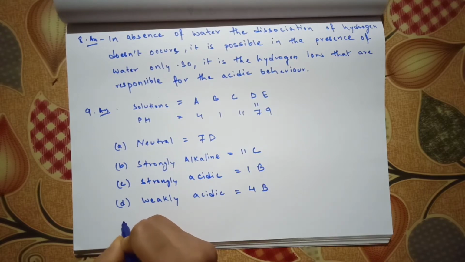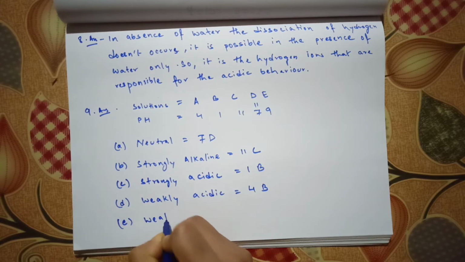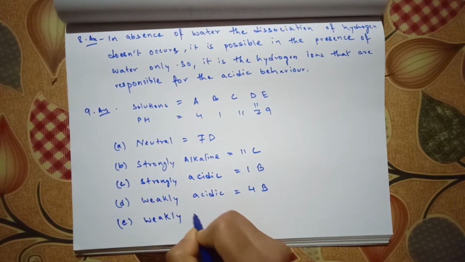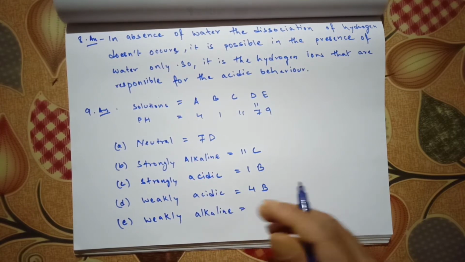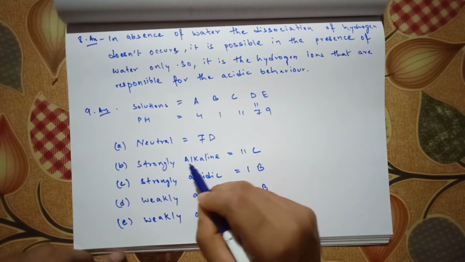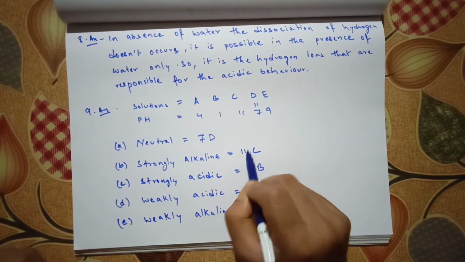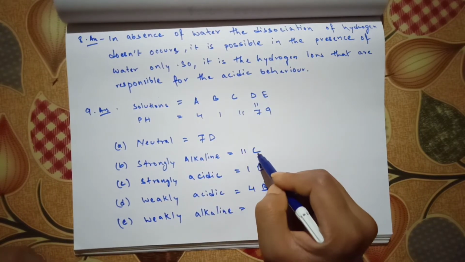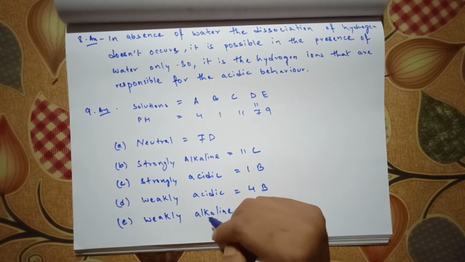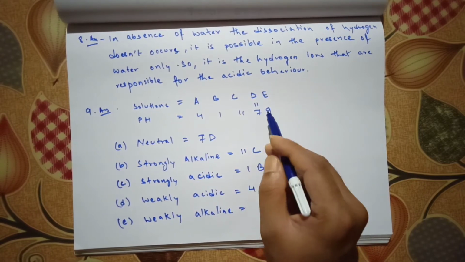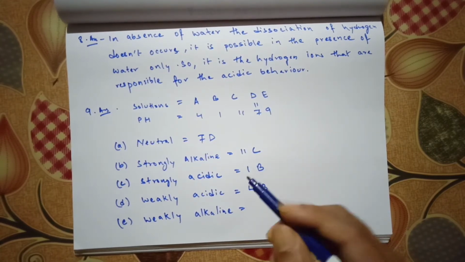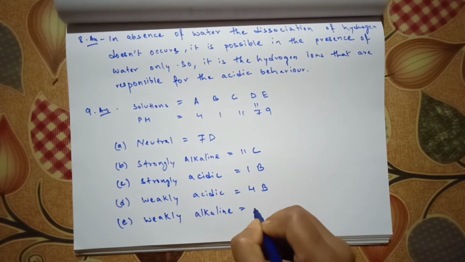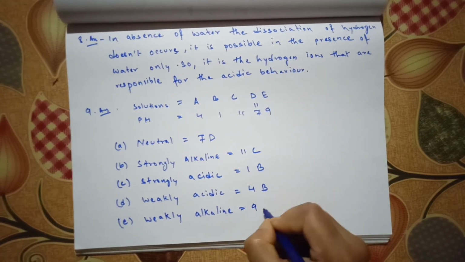Then again, E, which is weakly alkaline. We have found the strongly alkaline, which is 11, associated with C. Then we have to find the weakly alkaline, a number less than 11 and more than 7. So we get here 9. The pH number is 9 and the solution is E.